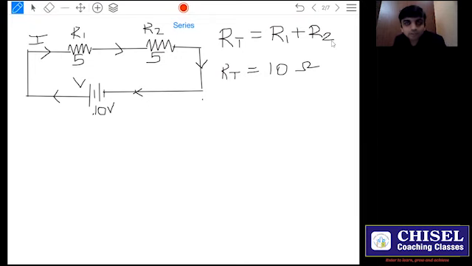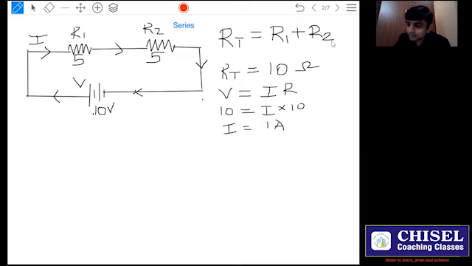So if someone asks me what is the total current flowing through this particular circuit, I will use Ohm's law. So what is Ohm's law? V is equals to IR, that is my V. Okay, I will take the total resistance. Total resistance is 10, voltage is 10, so 10 equals to I into 10. So the value of I is nothing but 1 ampere. 10 goes down, so how much current is going in the whole circuit? Current going is 1 ampere.